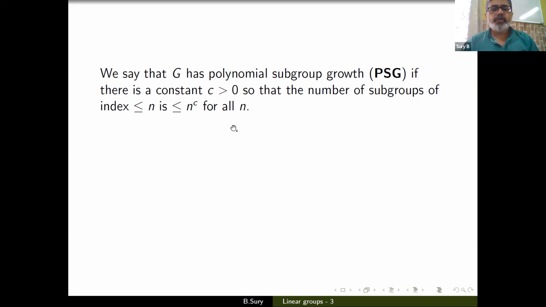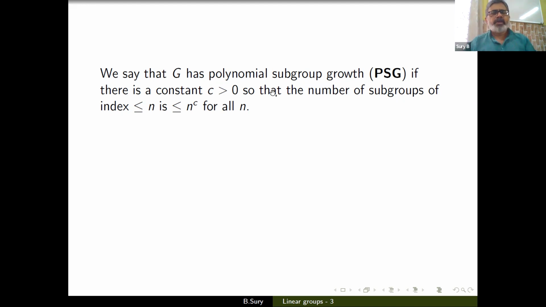So then you can talk about this number: the number of subgroups of index n, or the number of subgroups of index at most n. Suppose there is a fixed bounded constant so that the number of subgroups of index at most n is polynomially bounded. The number of subgroups of index at most n is not growing like n to the n or e to the n or 2 to the n. It's going only as n to some fixed power. Then they say the group has polynomial subgroup growth.